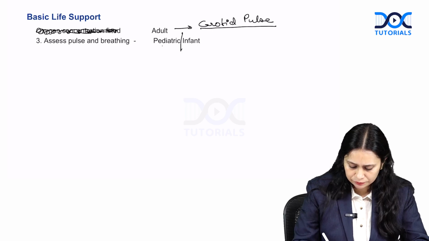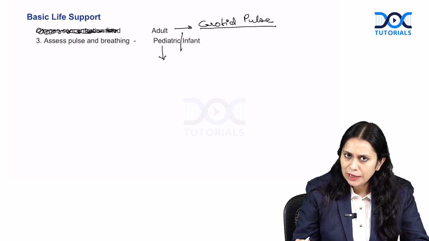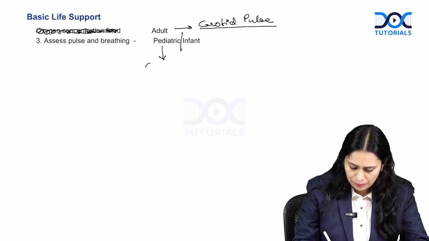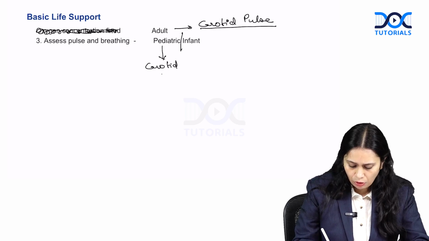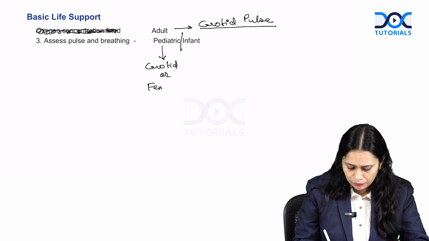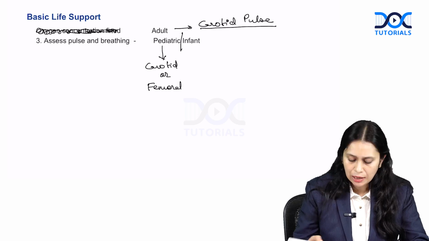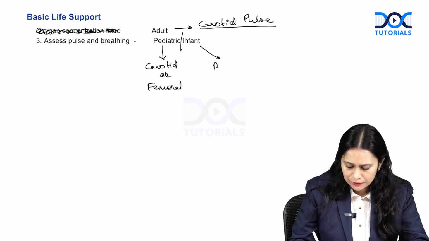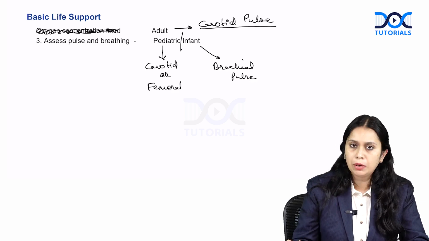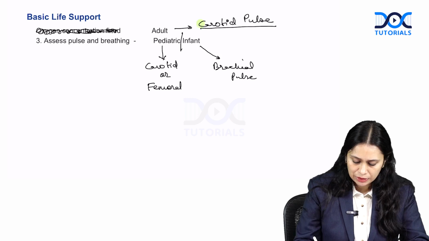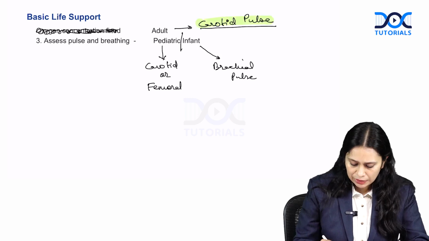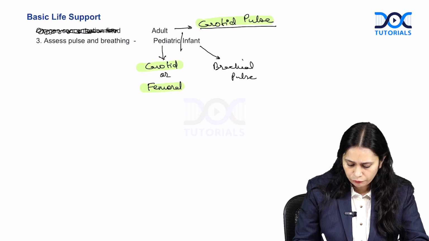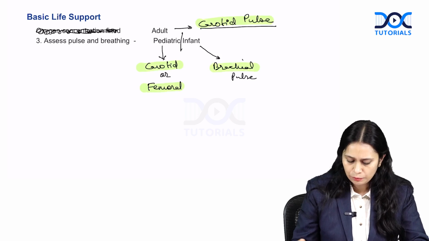In pediatric, we can palpate carotid or femoral, right? And in infant, always the brachial pulse. So we need to remember, for adult, it is nothing except carotid. In pediatric, carotid or femoral, and in infant, brachial pulse.